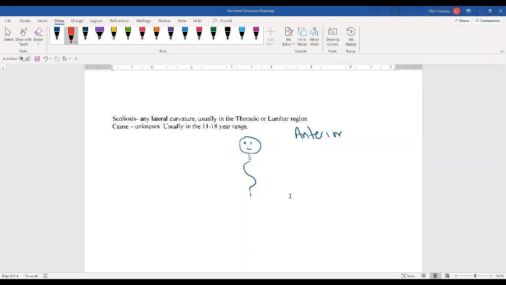So the three abnormal curvatures are kyphosis, which is thoracic and caused by osteoporosis, lordosis, which is in the lumbar region only, caused by pregnancy, and scoliosis, which has no known cause and actually happens during the teen years. So those are the curvatures of the spine.